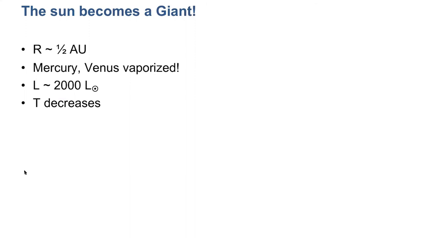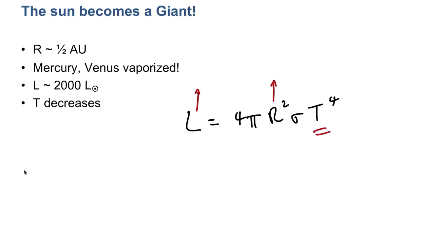In fact, let's write that one down. Remember, the luminosity is 4 pi times r squared times sigma T to the fourth, where all of these are constants except for luminosity and radius and temperature. So if I make my luminosity go way up and my radius go way up, the temperature is affected, but it could be affected in either direction. It depends on how much the radius increases and how much the luminosity increases. In this case, the temperature will actually go down a bit as this process happens.